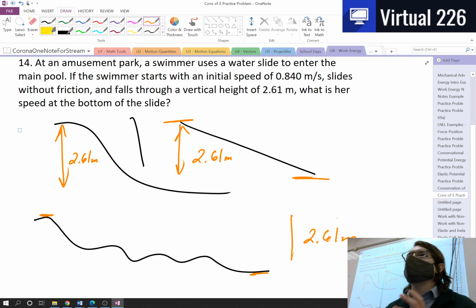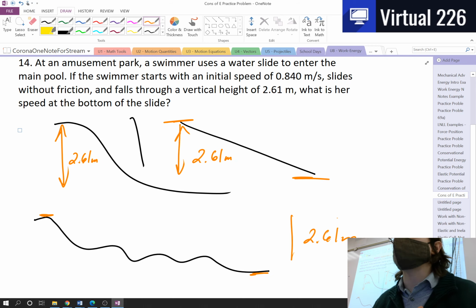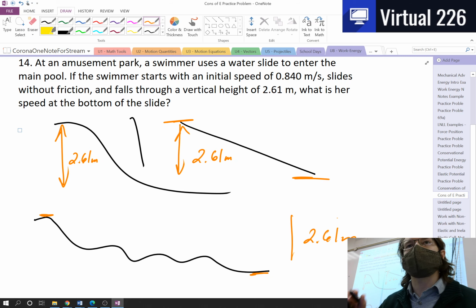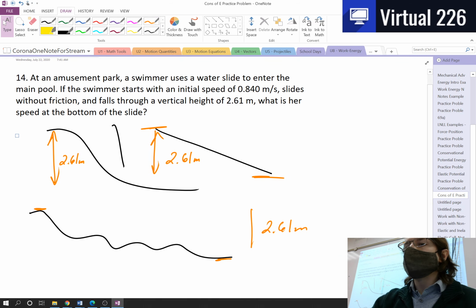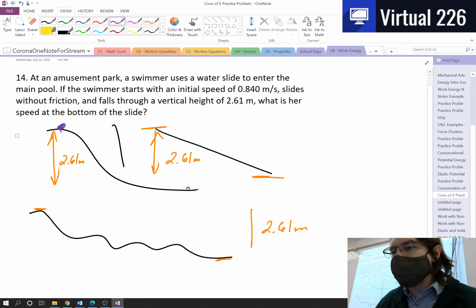Okay? So that's a very important thing to keep in mind just before we tackle this problem. The path doesn't matter for conservative forces. All that matters is where you start and where you finish. So, in this problem, she is starting at the top. She's ending at the bottom. Let's see how this goes.